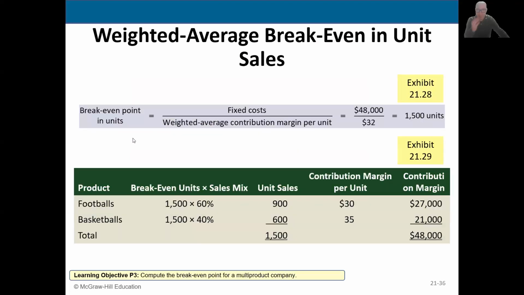So in understanding that, I can find my break even in terms of units for the whole company, selling these two different products. To find the break even in units, we take the fixed costs divided by the weighted average contribution margin per unit. $48,000 per month of fixed costs divided by weighted average contribution margin per unit of $32 means I need to sell 1,500 units combined per month to break even.